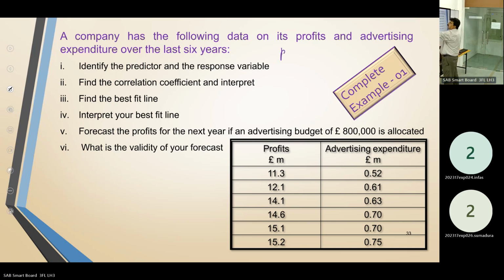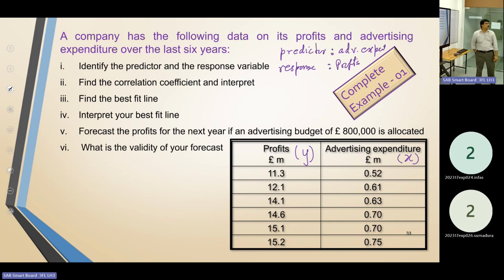Predictor variable, response variable. So, advertising expenditure, profit. Generally think of and identify which one depends on the other. Profit depends on advertising expenditure, so the predictor is advertising expenditure. The response is profit. So this is your Y. This is your X. Predictor, response.